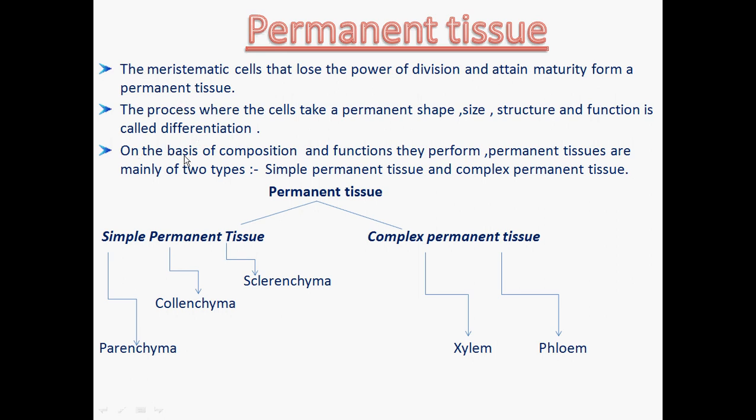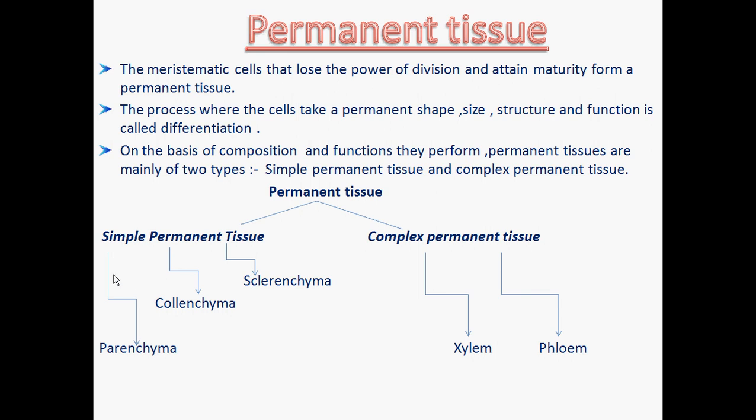Now, on the basis of the composition and the function they perform, permanent tissues are mainly of two types: simple permanent tissue and complex permanent tissue. See, these are the permanent tissues and they have been divided into two types. Why are we saying that the permanent tissue is simple or complex? It depends upon the composition of the cells, or the types of cells present in the tissue, or even the function they have to perform in the body of a plant.